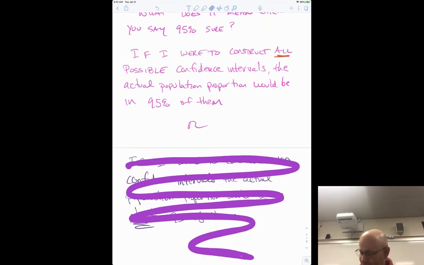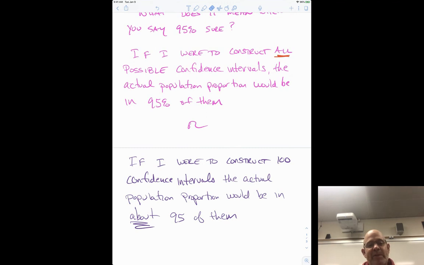The book sometimes likes to write it like this, and some other people do, which is totally fine. It says if I were to construct 100 confidence intervals, the actual population proportion would be in about 95% of them. Notice I changed to about, and here's why. But the other one, it is in 95% of them. That's because we took all of them. If we only take a chunk of them, like 100, we would still expect it to be about 95% of them, but not for sure. We could get 0 of them. If you think about all the confidence intervals we construct, there are more than 100 of them that don't have the right answer in them, right? So if we happen to pick those 100, we'd get 0, but that would be pretty unlikely to happen in the real world. So I just have to throw in that word about.